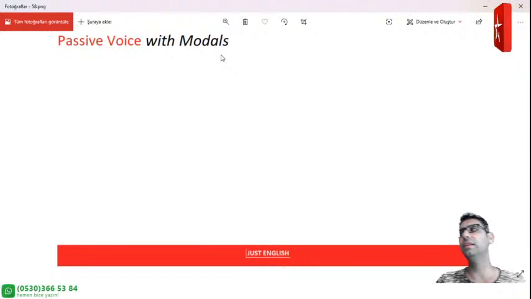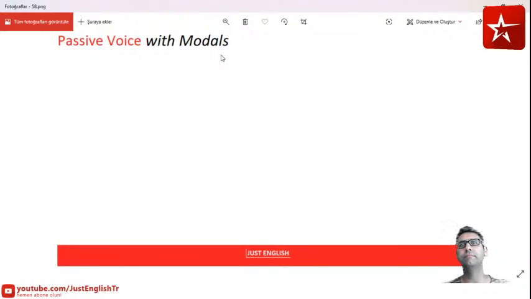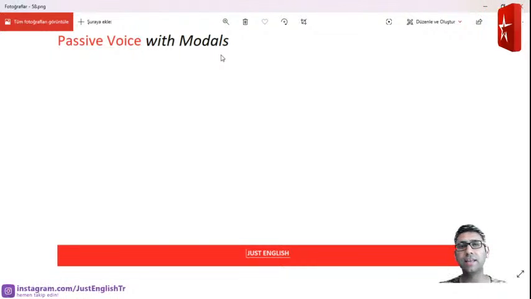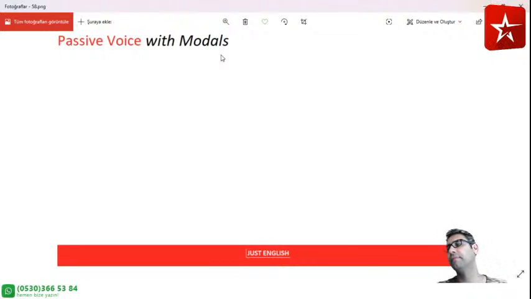Do you remember modals? They are basically will, must, have to, that's semi-modal but still, should, going to, can and can't, right? These are modals. So let's see how we use them with modals.